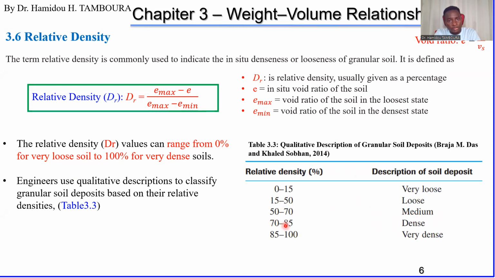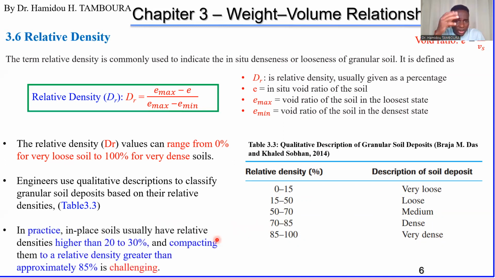70 to 85, it's dense. And 85 to 100, it's very dense. Okay, so these are just descriptions. If someone tells you that it's dense sand, you can guess immediately the relative density of this sand, this interval. Okay, in practice, in-place soil usually has a relative density higher than 20 to 30.